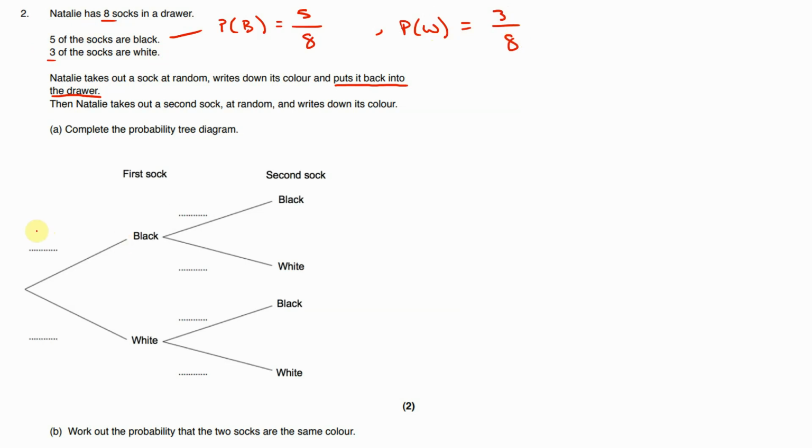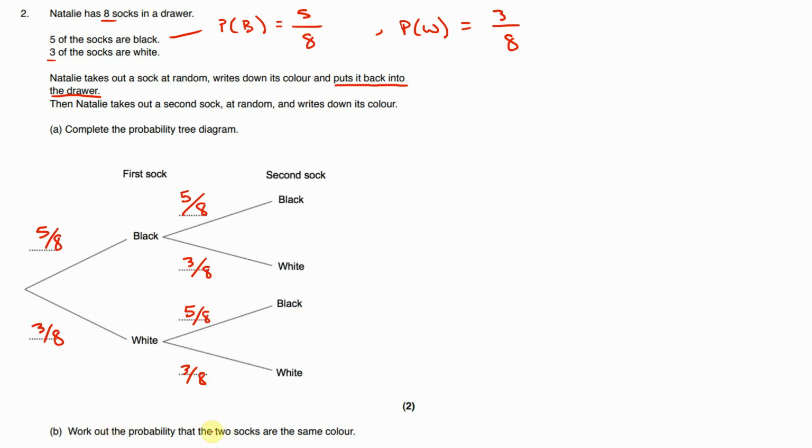So let's start filling in our tree diagram. 5 out of 8, 3 out of 8. You can see these add to 1, so it's looking good. Because it's independent, she puts it back in the drawer. Even if she picks a black sock, there's still 5 left in the drawer, and there's still 8 in the drawer overall. And that logic applies to every single one.